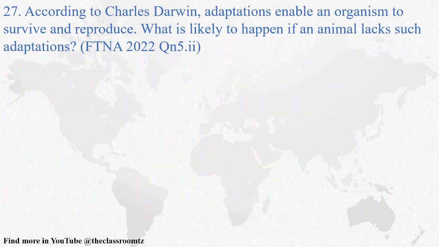According to Charles Darwin, adaptation enables an organism to survive and reproduce. What is likely to happen if an animal lacks such adaptations? What might happen if an animal or human doesn't have that adaptation? Actually, it's animal.